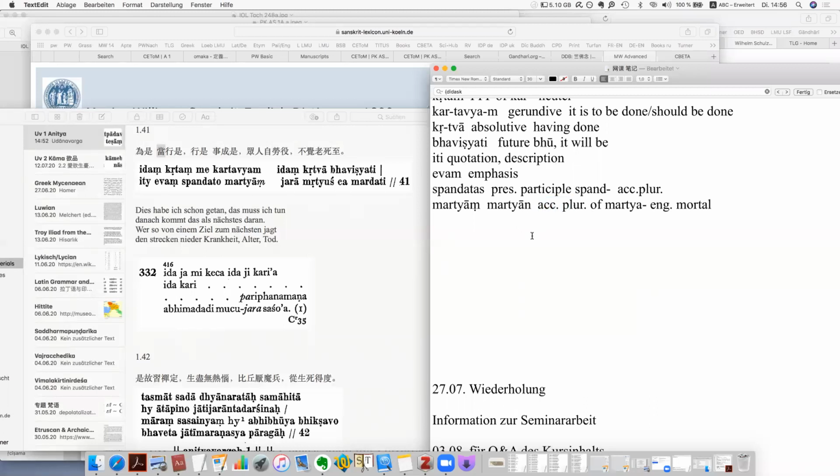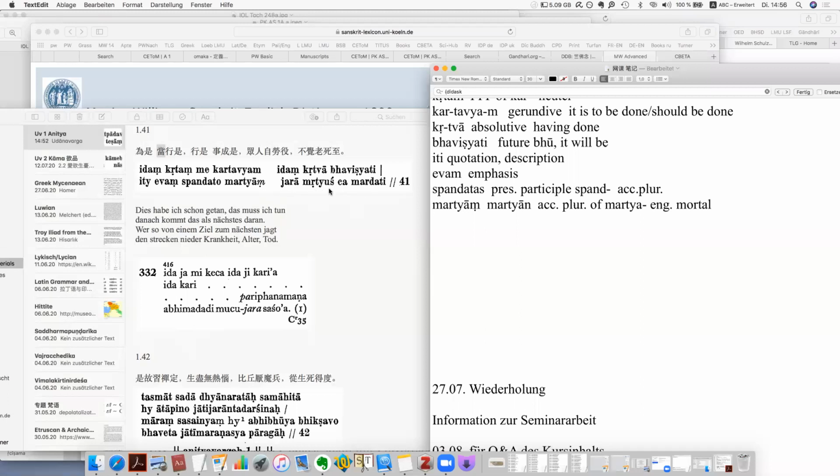Okay, and then this is all accusative plural, so they are objects. Okay, and then comes the last part.